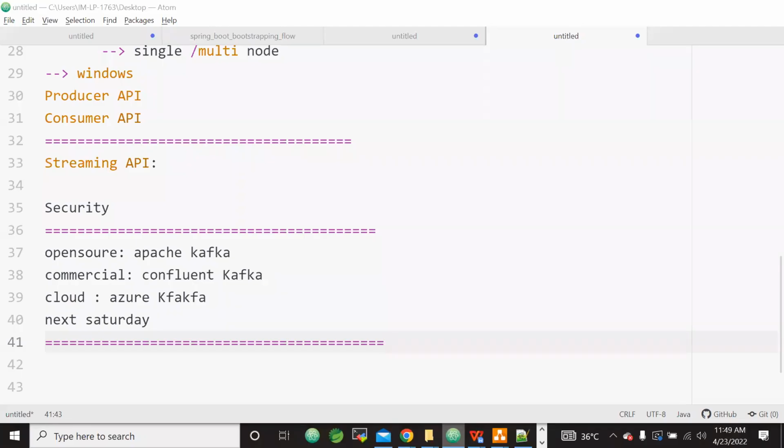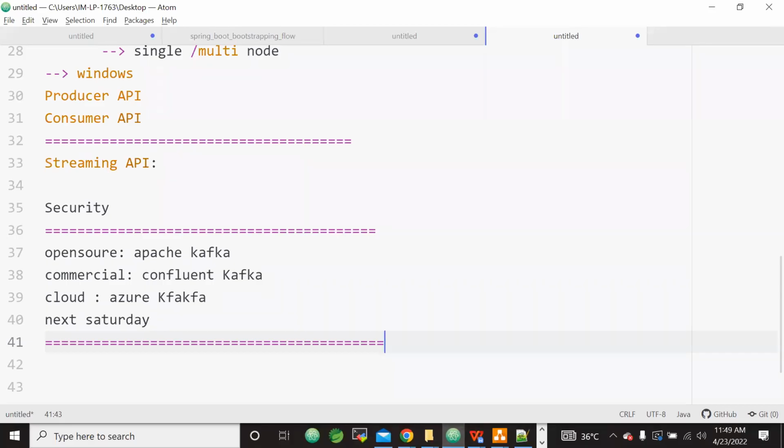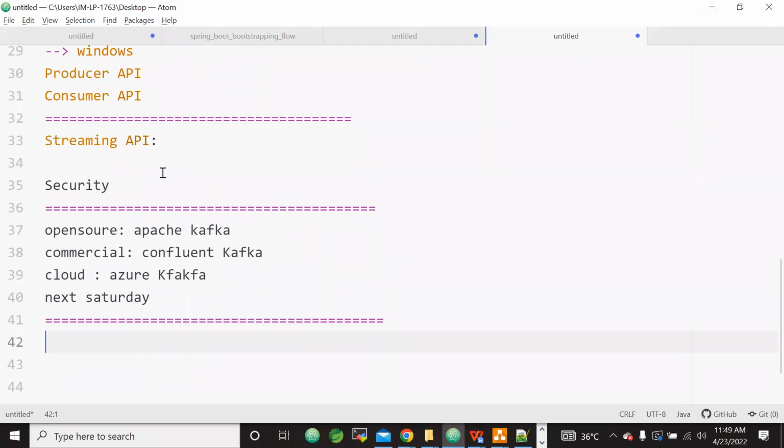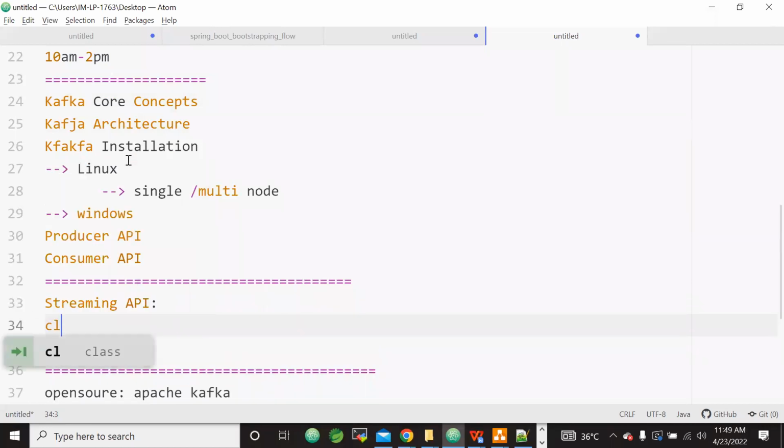Sir, if time is there, can you go through Avro as well? It is very important in Kafka Streams. Sure, I will definitely cover it, but let us take it in the next weekend, because tomorrow, concepts and ingestion are very important, so we will spend a lot of time there. Next weekend, I will definitely cover two topics: one is Spring Cloud Stream, and the second is Avro. Thank you, sir.